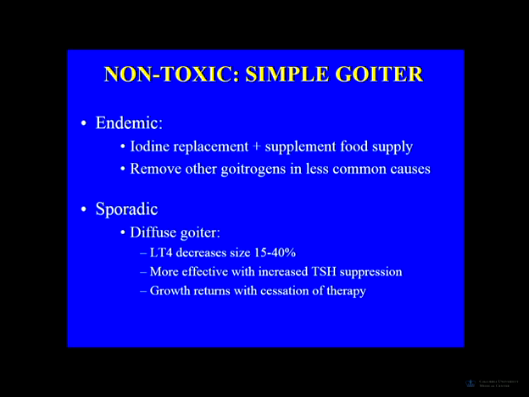For sporadic goiters, it gets more complicated. First, we'll take the example of a diffuse goiter. In the past, certainly before I was practicing, we used to give thyroid hormone. Giving thyroid hormone will decrease the size of a diffuse goiter by somewhere around 15 to 40%. Unfortunately, it's more effective with increased suppression of TSH, which means you're putting patients at increased risk for hyperthyroidism. Furthermore, once you stop thyroid hormone, growth usually will return. Because of this, we don't do this anymore.